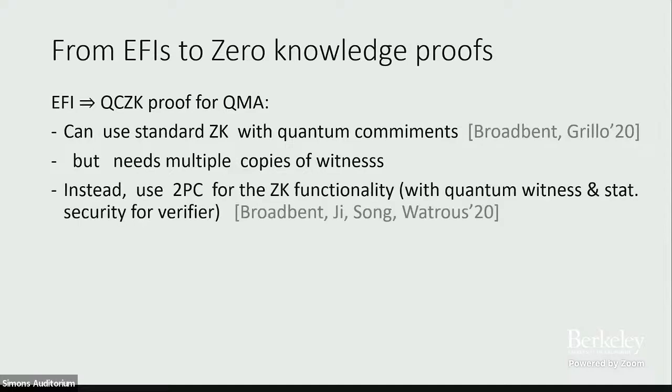Instead, what you can do is take a 2PC functionality for the zero knowledge functionality with a quantum witness and statistical security for the verifier. You can have 2PC with statistical security for one of the sides. And now you can get quantum computational zero knowledge for all of QMA with just one copy of the witness. So that's nice.